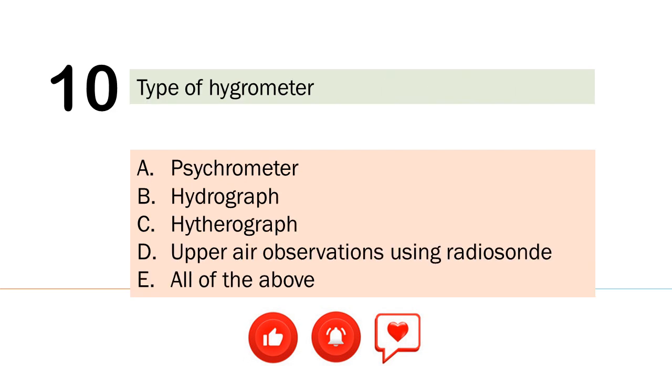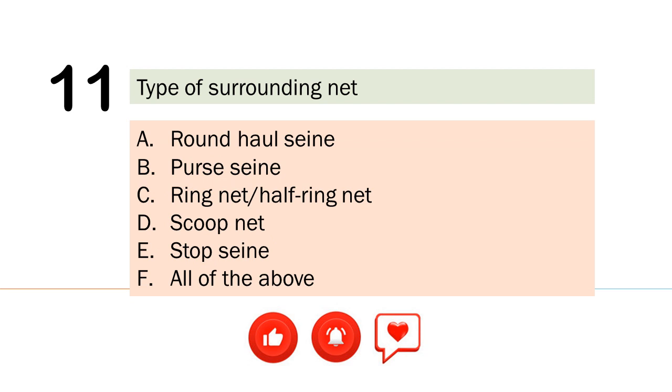Question number 10. Type of hygrometer. A. Psychrometer. B. Hydrograph. C. Hygrograph. D. Upper air observations using radiosonde. E. All of the above. The correct answer is letter E. All of the above.